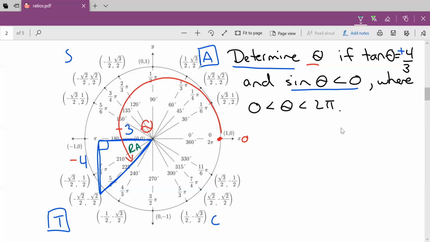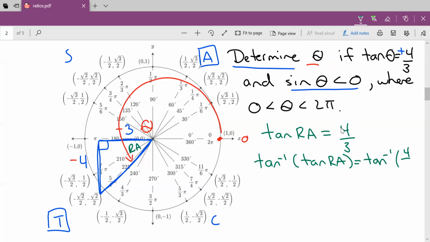So what we're going to do first is find this reference angle. So tan of my reference angle is 4 over 3. I notice that I need to find this angle. So I'm going to tan inverse both sides, just like that. So I'm left with just RA, my reference angle. Some people call that alpha, so don't be scared if you see that. Some people call the reference angle alpha.